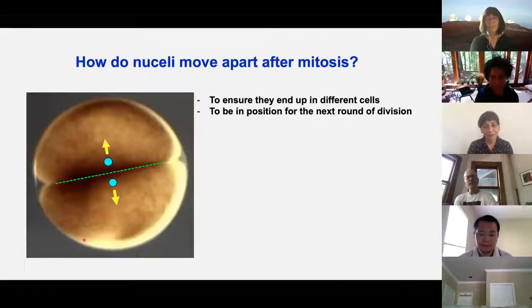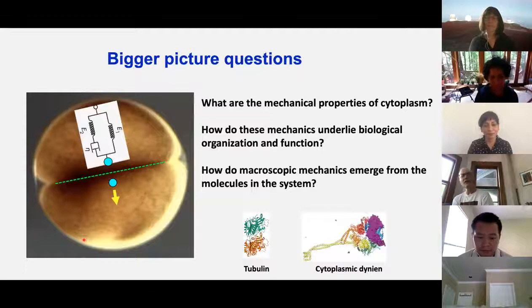And I'll focus particularly in the second half of the talk on one question connected to cleavage, which is how the nuclei move apart after mitosis. The nuclei need to move apart to ensure that they end up in different cells and also to be in position for the next round of division. And sort of bigger picture, why are we interested in that kind of problem?